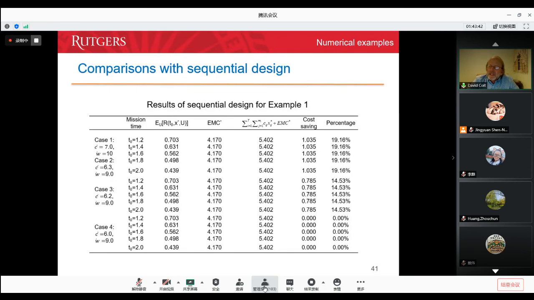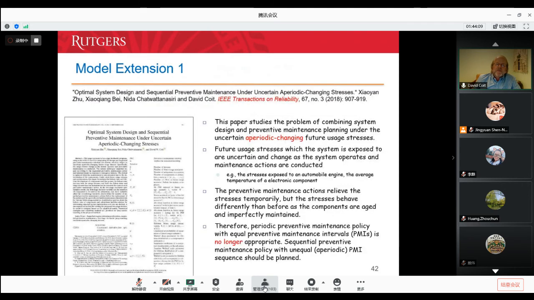What's interesting, though, is the times when the combined plan does give you savings, and that was my whole point from whenever I thought of this research. I don't know when the first time it came to me that this would be worth doing, and at first I presented it to Nida and then to Professor Zhu and Xiaoqiang. Now, that's our first model. We've extended this a number of times. I'll just review these quickly.